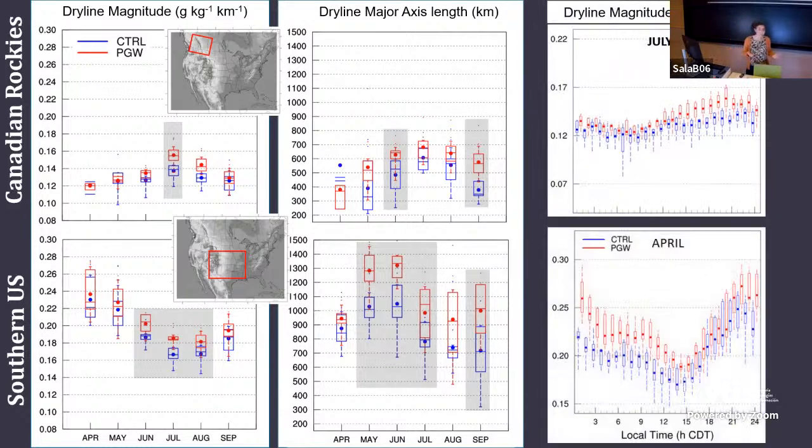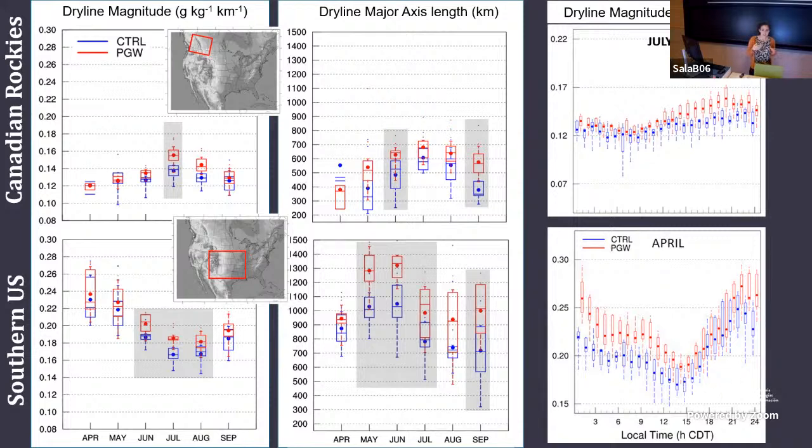An analysis of the diurnal cycle of the dry line magnitudes is presented on the right. And something interesting here, as we expect, is also increasing in magnitude. The magnitude of the dry line in the early morning peaks in the southern US, so I'm talking about the bottom right panel, the magnitude represented on these red bars is quite similar to the magnitude we had in the historical simulation for the afternoon peaks, where the maximum precipitation is occurring.